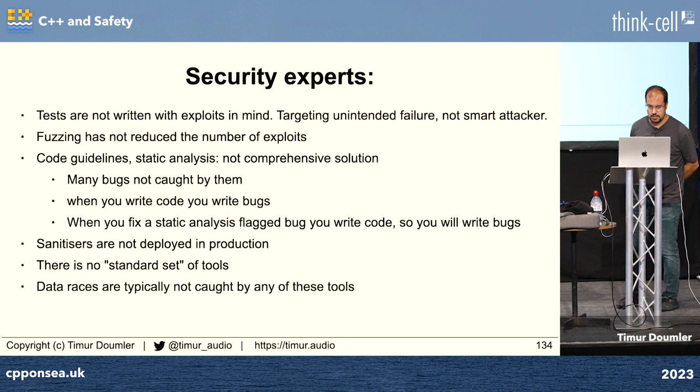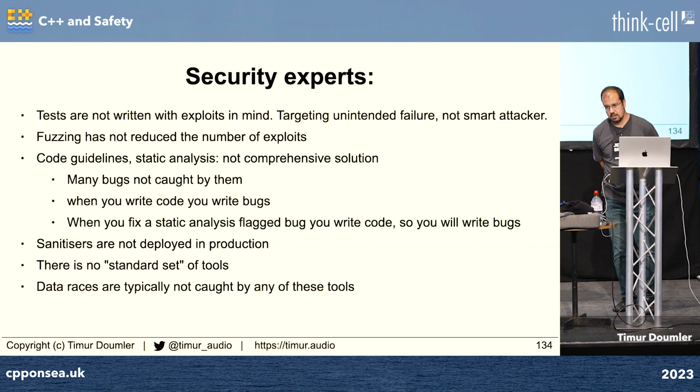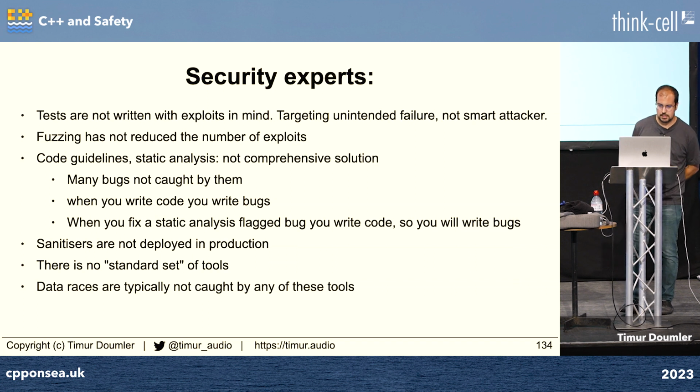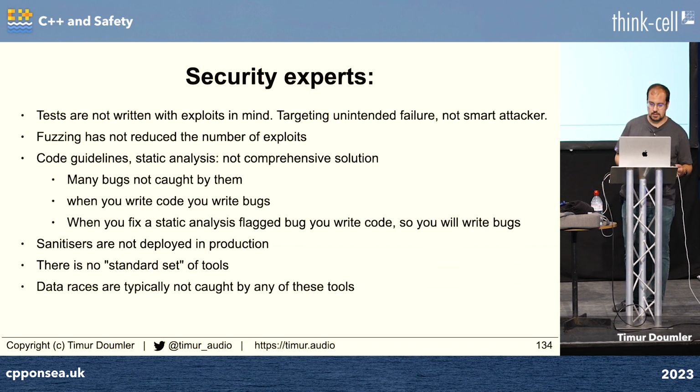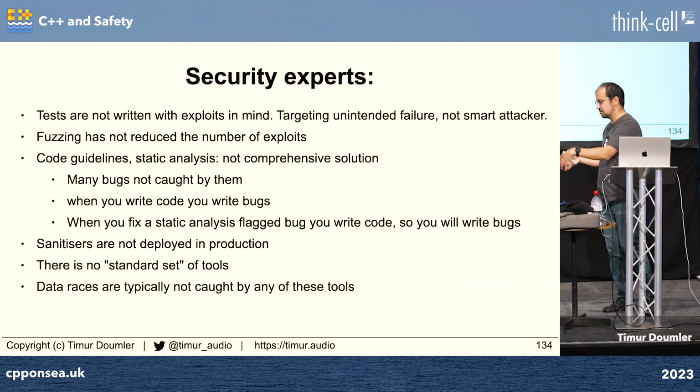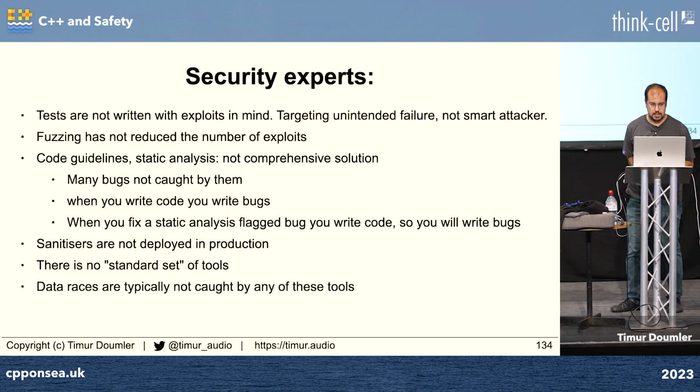The other side of the story is that security experts are saying, well, unit tests don't cover everything because they're not written with exploits in mind. They target unintended failure, not a smart attacker. Fuzzing has not reduced the number of exploits measurably. Coding guidelines and static analysis is not a comprehensive solution because whenever you write code, you write bugs. And they don't catch all the bugs. And if they do catch a bug, you write more code to address the bugs, so you introduce more bugs, right? Sanitisers typically are not deployed in production because of runtime overhead.